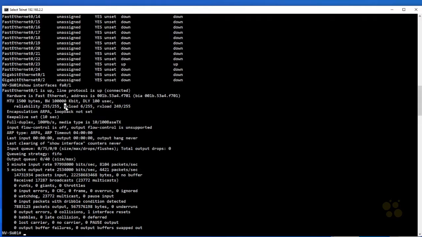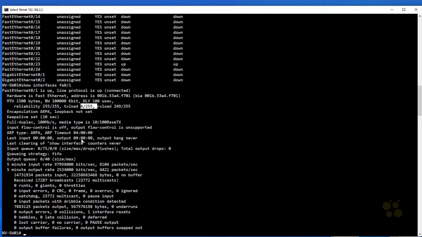Here's something relevant. Notice TX load and RX load. Anytime you see TX, just think T, transmit. That's what it stands for, transmit. Transmit load is 6 out of 255. What does that mean? Well, that would be Cisco being like, let's make this more difficult. Instead of being 0 to 100%, let's make it 0 to 255. Yeah. And so that's what they did. So 255 is really 100% utilized. So you can see on the transmit, it's not doing too bad. It's got plenty of room to expand.